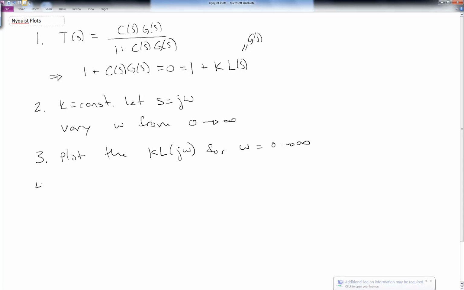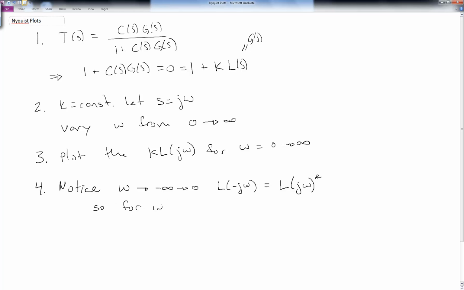And then finally, we would notice that if we let omega go from minus infinity to 0, then L(minus j omega) is just the conjugate of L(j omega). So for omega equal minus infinity to 0, it's just simply mirrored in the real axis.